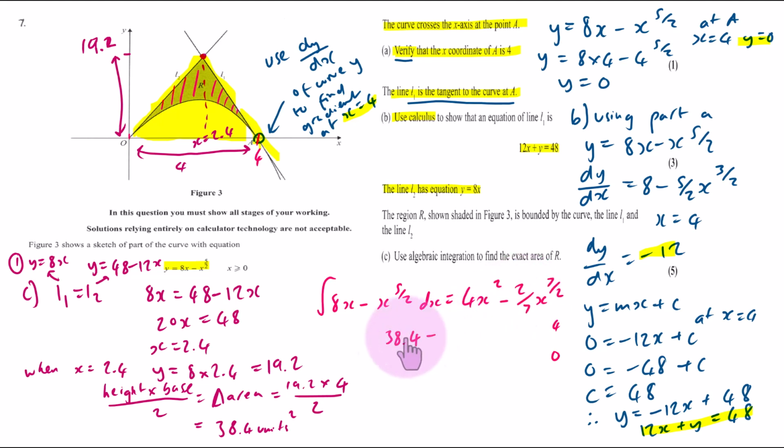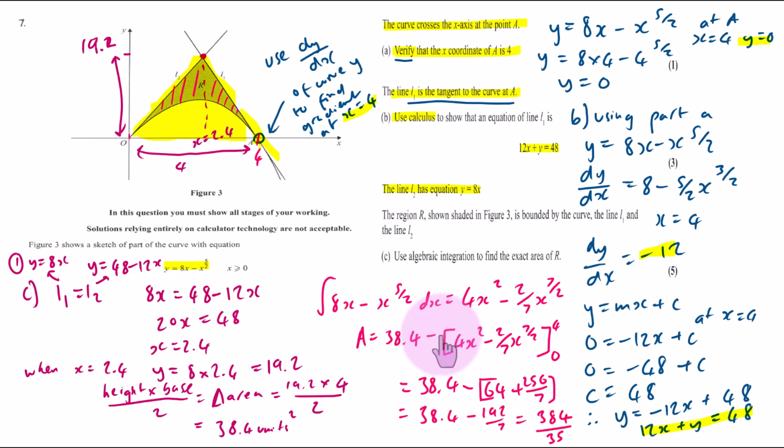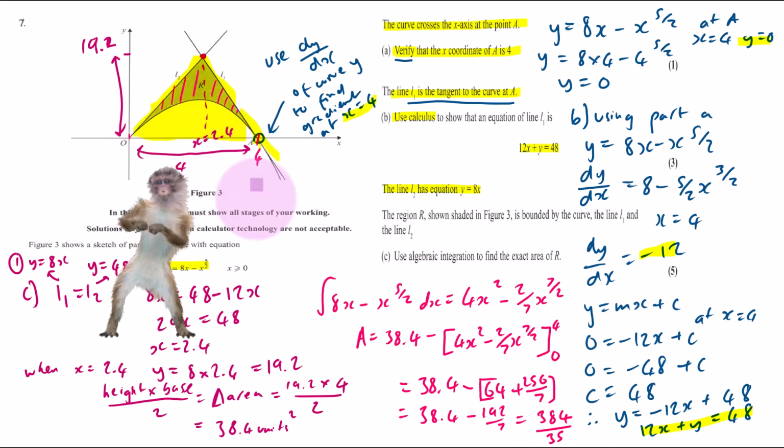Okay, so what we're doing is 38.4 for our area minus the region bounded by this integration. Okay, once we work that out, we get 384.5 and we get our answer.